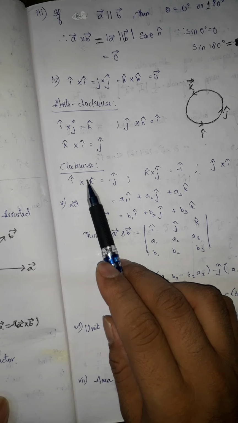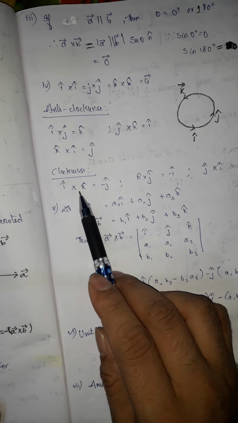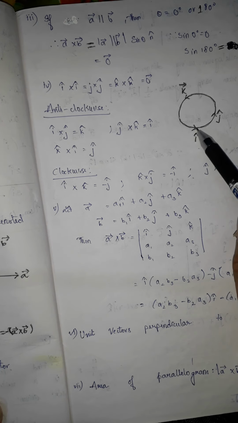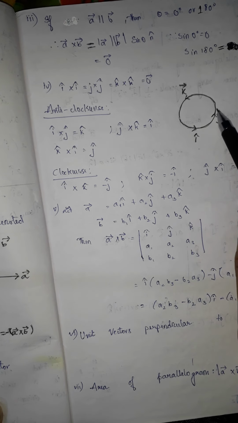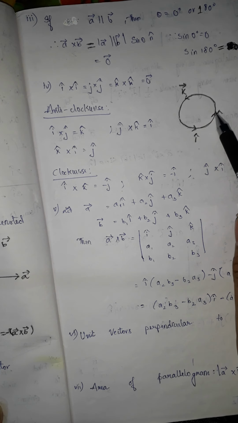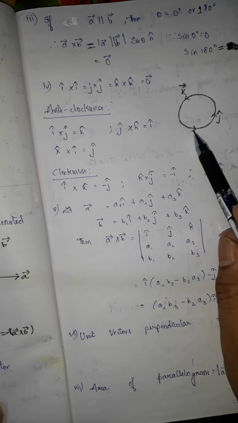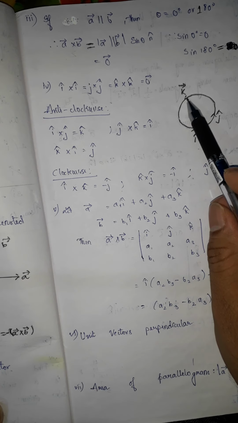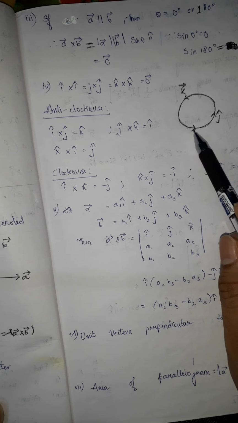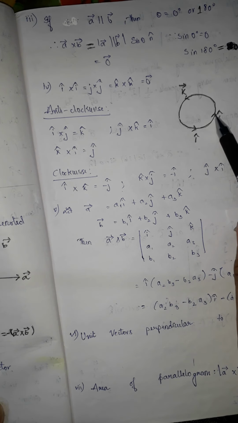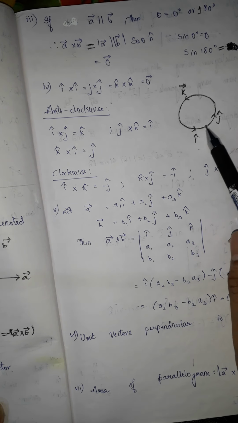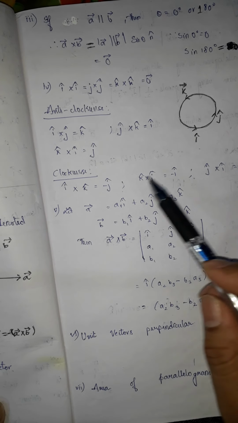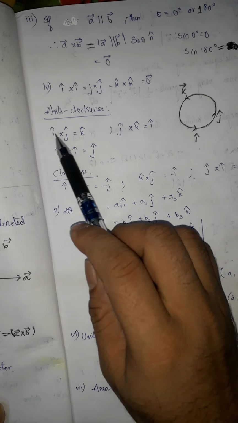In clockwise direction, i cross k will be minus j. k cross j is minus i. j cross i is minus k. Understood? i cross k will be minus j, k cross j is minus i and j cross i is equal to minus k. So in clockwise direction it will be negative and in anti-clockwise direction positive.